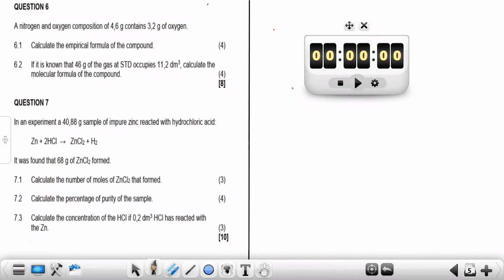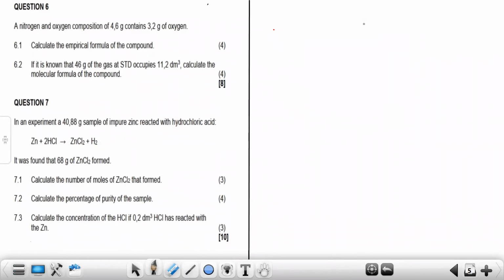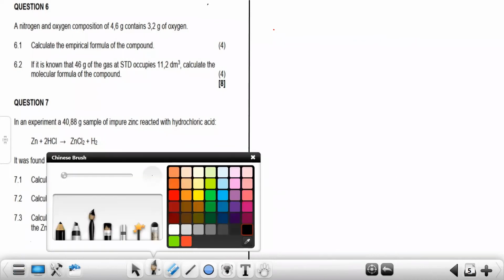Let me check this one now from Lucky Machinini. I think that's for 6.1. That looks correct. Thank you very much, guys. Let me quickly explain then.